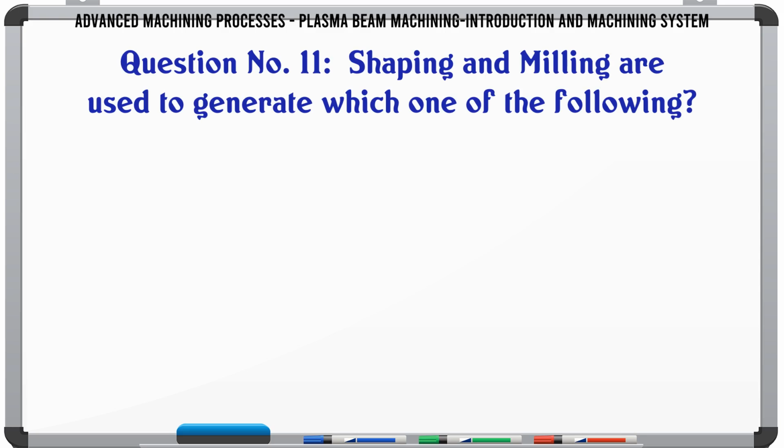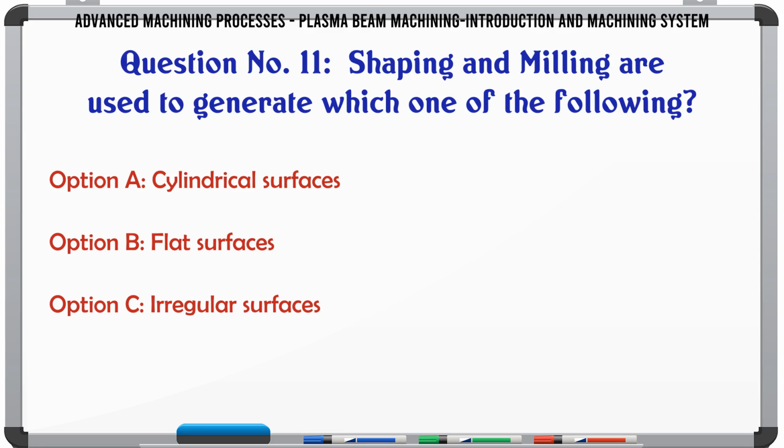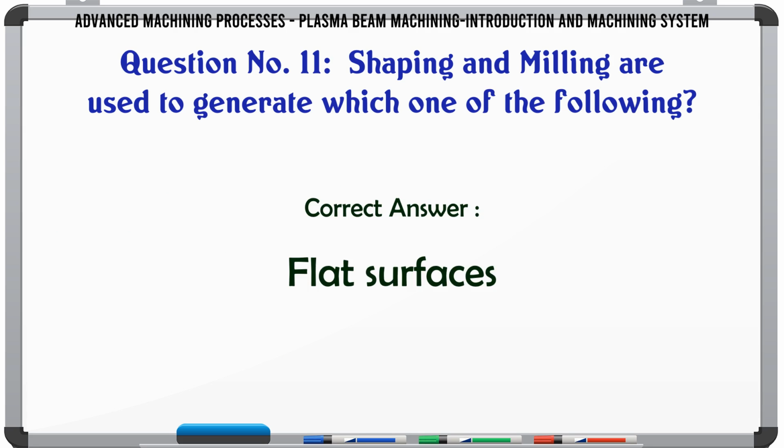Shaping and milling are used to generate which one of the following? A. Cylindrical surfaces. B. Flat surfaces. C. Irregular surfaces. D. Spherical surfaces. The correct answer is flat surfaces.